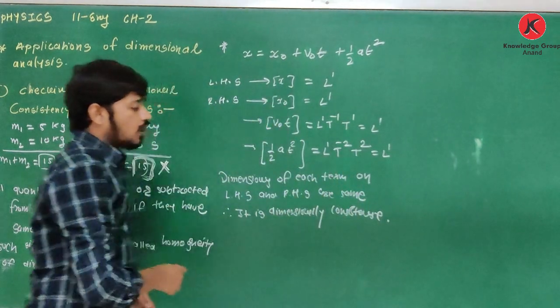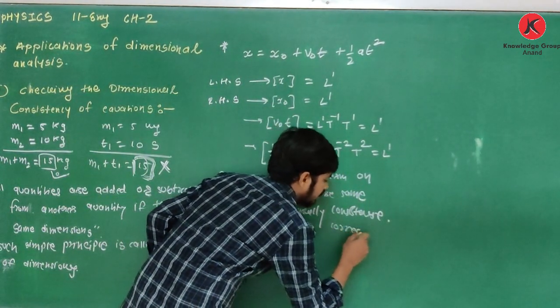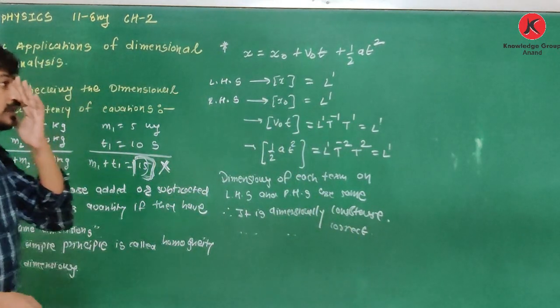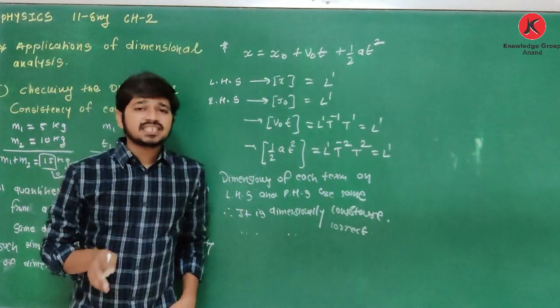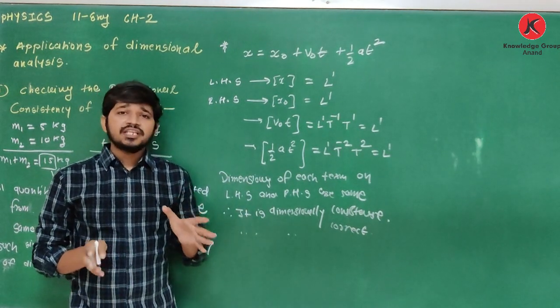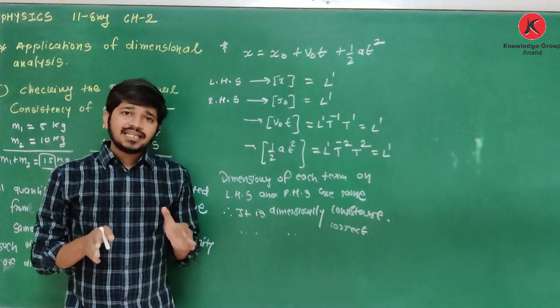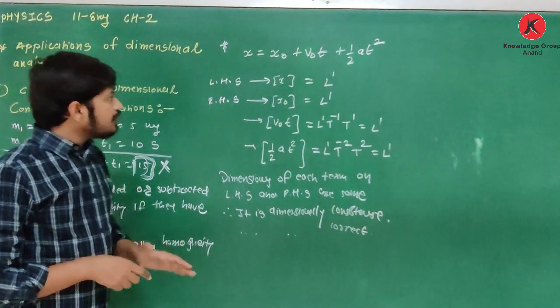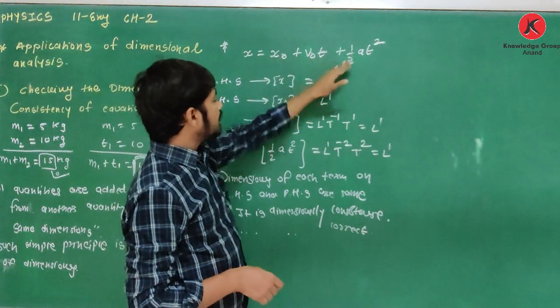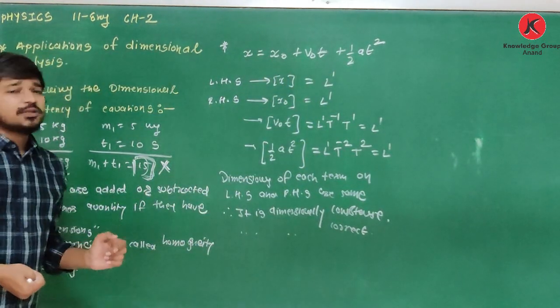Clear about this? Or we can say it is dimensionally correct. Okay, so how to find consistency of any equation? You have to find the dimensional formula for each and every quantity. And if the dimensional formula for each and every term is the same, then yes, that equation is dimensionally true.